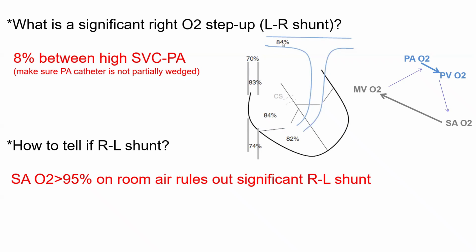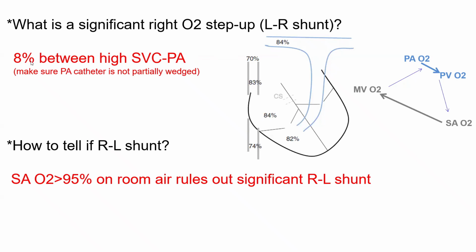considered a significant shunt. Now, when you do have 8%, always make sure that the PA catheter is not too deep and wedged or partially wedged, in which case the PA sat will be falsely elevated. So when you have 8%, always verify that you're not having an error in your PA measurement.